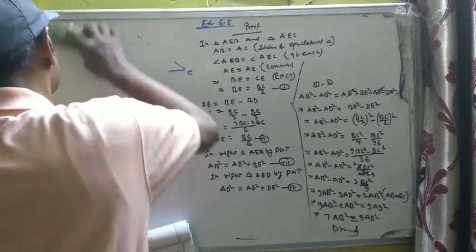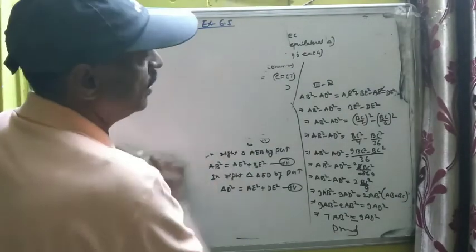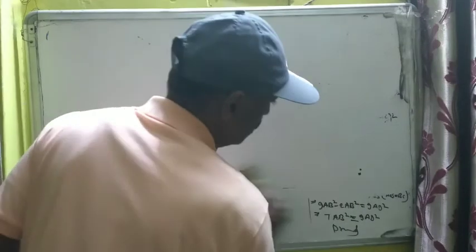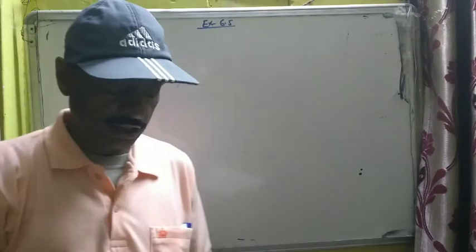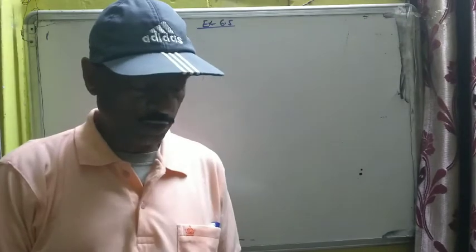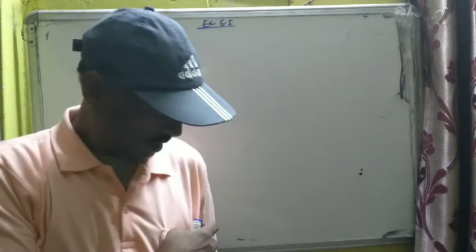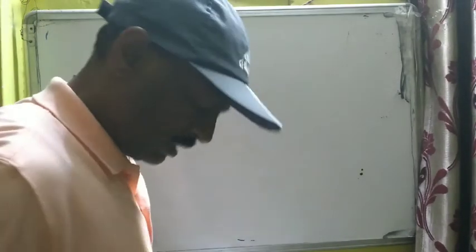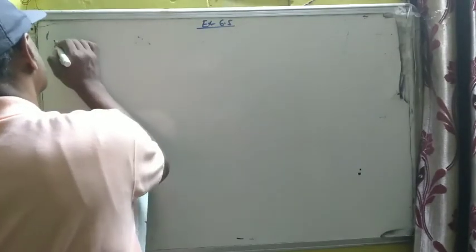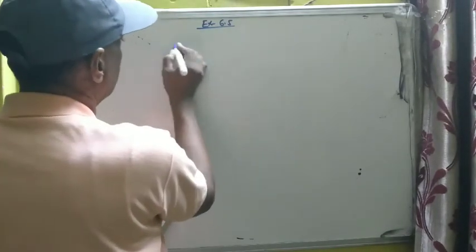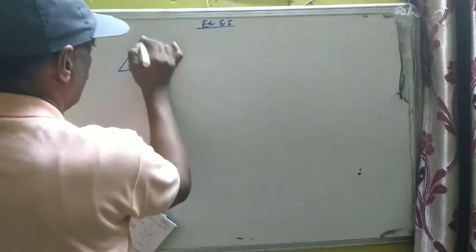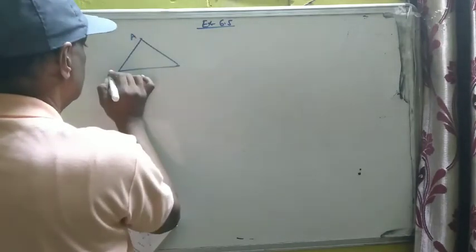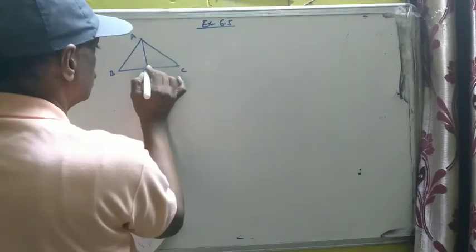Question number 16 is, again there is an equilateral triangle, and we have to prove that in an equilateral triangle, 3 times the square of one side is equal to 4 times the square of one of its altitudes. To draw the figure, we have to draw an equilateral triangle for this. This is question number 16. Equilateral triangle A, B, C, and one altitude also.